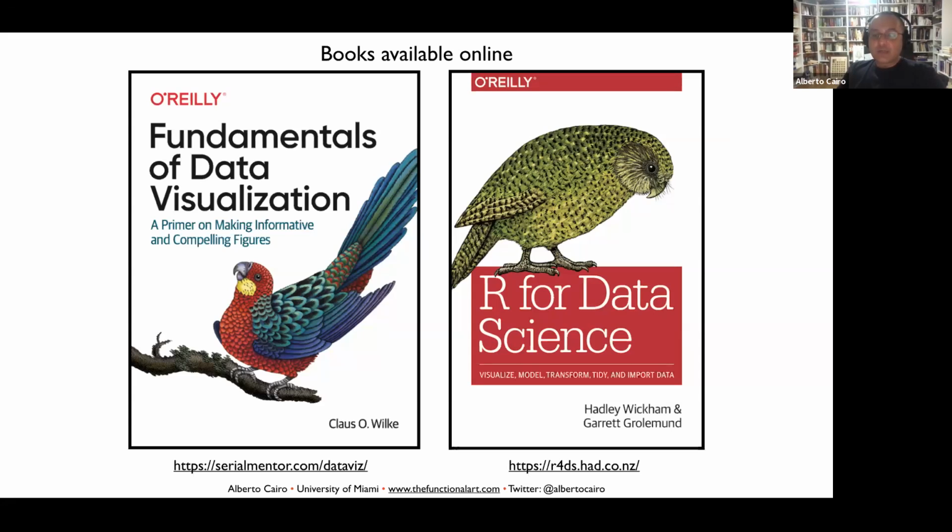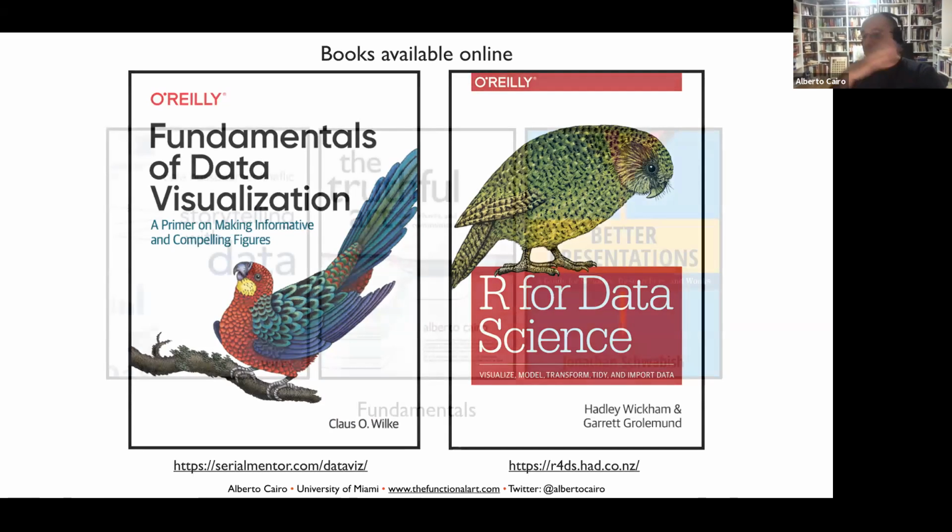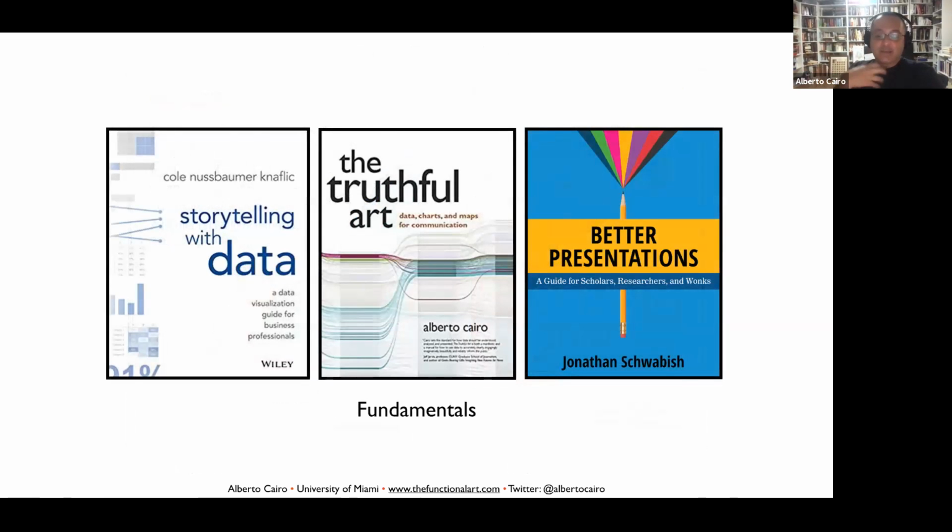Visualization by Claus Wilke, which is one of my modern favorites. I think that this book is really, really good as an introduction, particularly for scientists. Then the famous R for Data Science by Hadley Wickham. And then, books that cover the basics, like my own The Truthful Art or Storytelling with Data by Cole Nussbaumer.